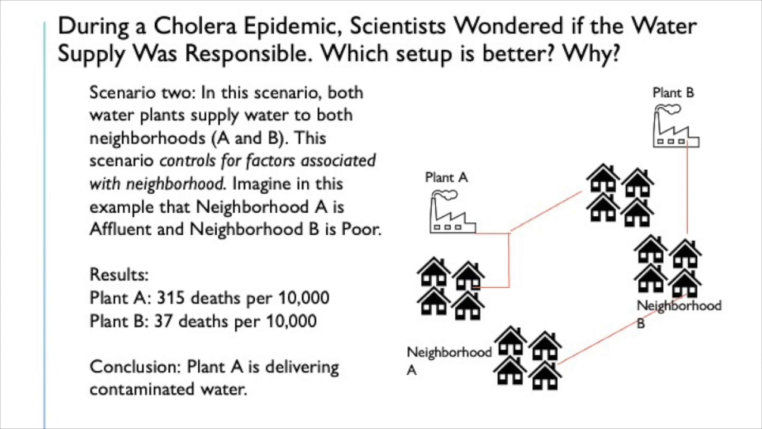It was only when we controlled for socioeconomic status by drawing samples from both neighborhoods that we really got to see that plant A was considerably more responsible for the deaths than plant B. Keep in mind that plant B is safe, so it doesn't matter which neighborhood they're delivering it to. But over here, plant A, this neighborhood can defend themselves from the cholera, perhaps if they contract it. Over here, the citizens of neighborhood B, they cannot.